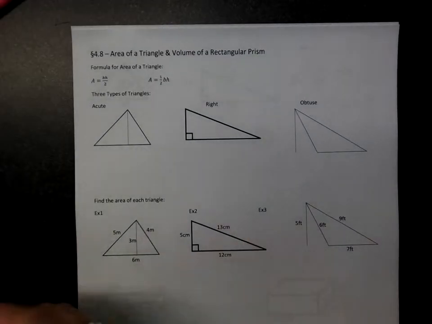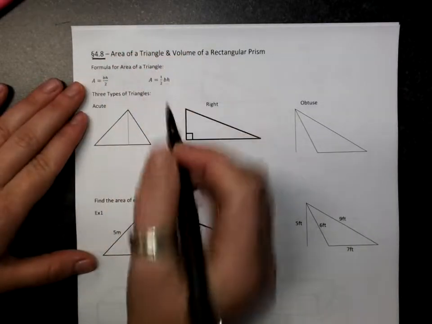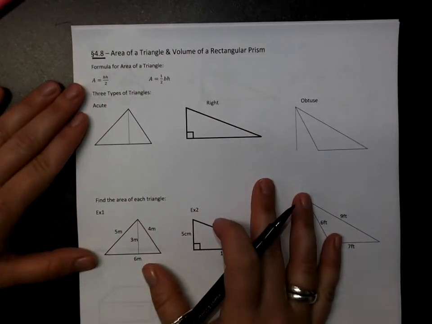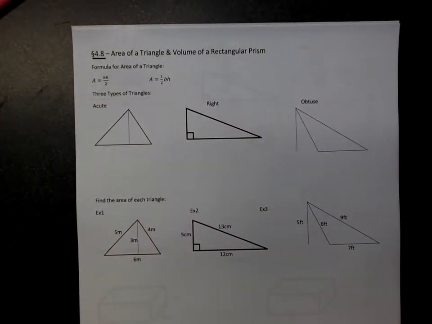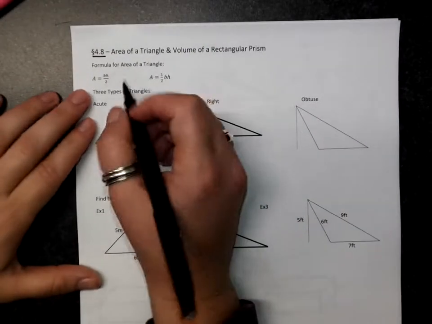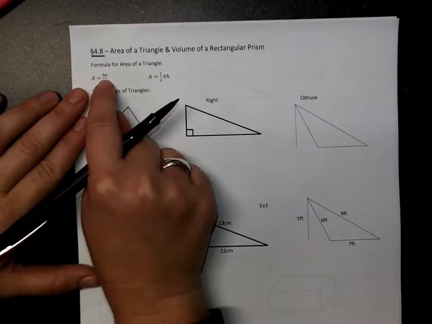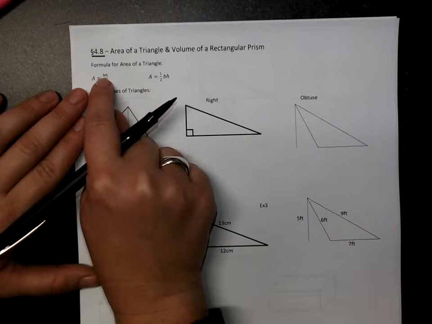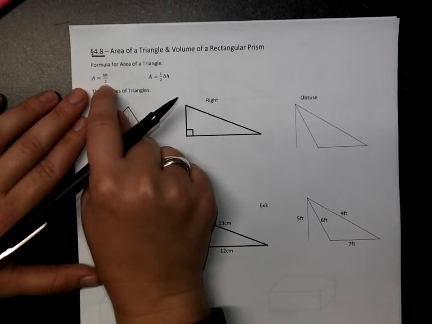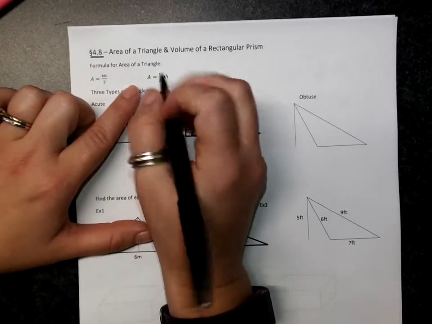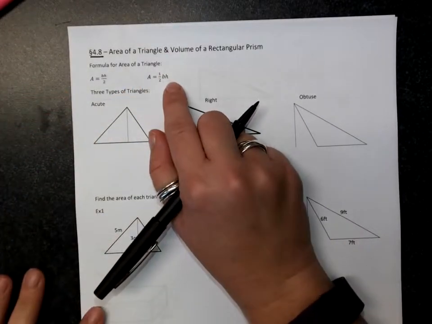The next geometry topic comes from Chapter 4, Section 8, so 4.8, area of a triangle and volume of a rectangular prism. So the formula for area of a triangle comes in two formats. Sometimes you'll see A equals BH divided by 2. B stands for base and H stands for height, so base times height divided by 2. I think the one on your formula sheet looks like this. Area equals 1/2 base times height.